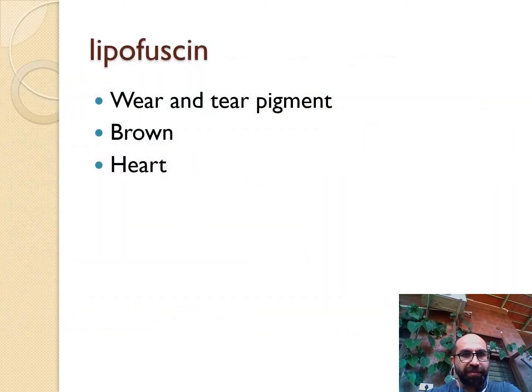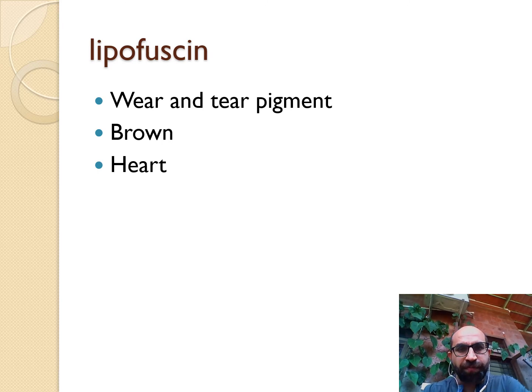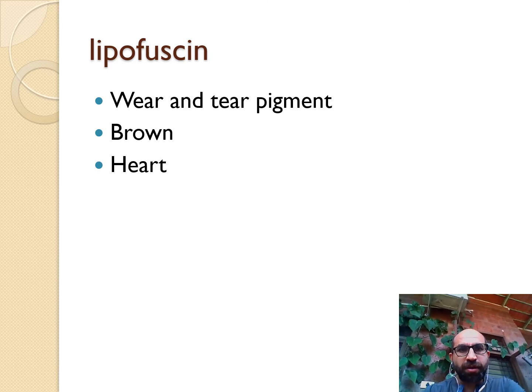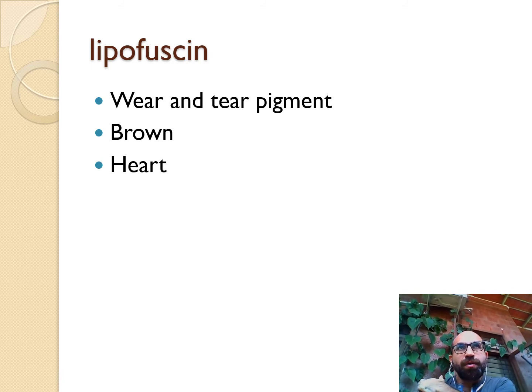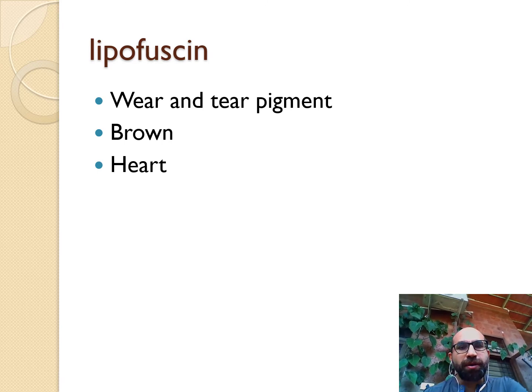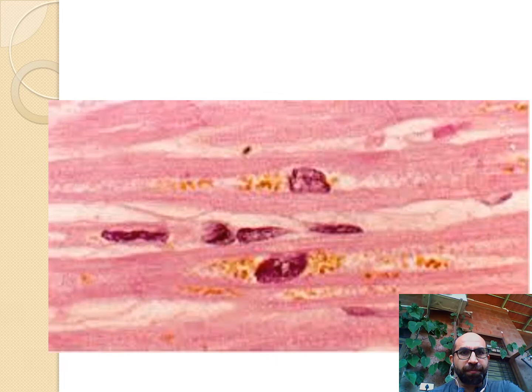So what is lipofuscin pigment? It's a wear and tear pigment. It's brown in color, usually seen in the heart. Fuscin in Latin means brown. The heart is the most physically active organ in our body, so certain metabolic end products which are not digested keep accumulating over many years. So the heart of a 90-year-old man will be brown, which is nothing but lipofuscin pigment, whereas a child's heart will be red in color because there is no lipofuscin pigment. This is lipofuscin pigment accumulating in the heart, adjacent to the nucleus.